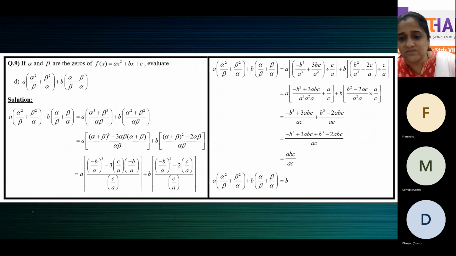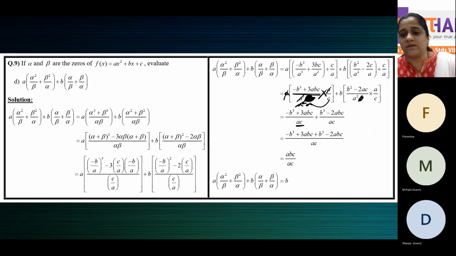See, it's all multiplication. See here, A into this one, into this one. It's all a product, so you can cancel. So this A and this A cubed becomes A square. Then this A and this A square, this A here. So now A into C is AC. The numerator is minus B cube plus 3ABC as it is.